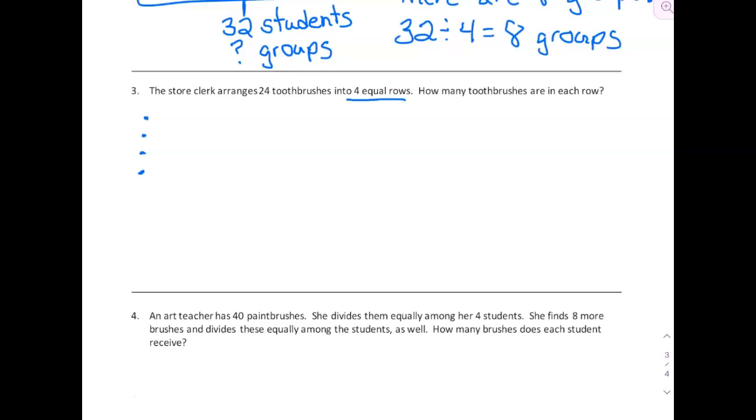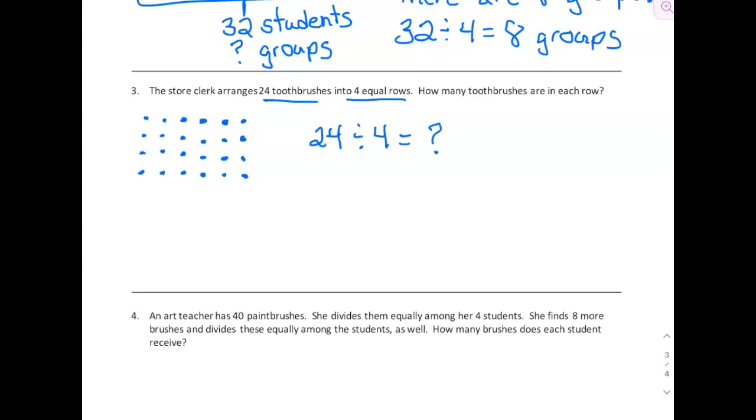So there's 4, 8, 12, 16, 20, 24. So now what I did, I took the total. We had 24 toothbrushes. I divided them into 4 equal rows.